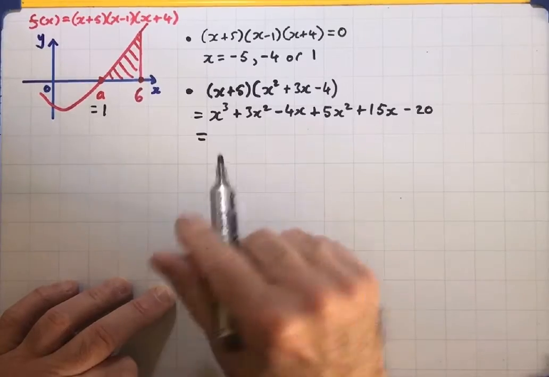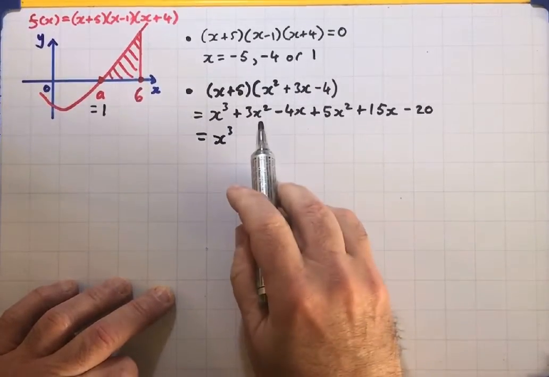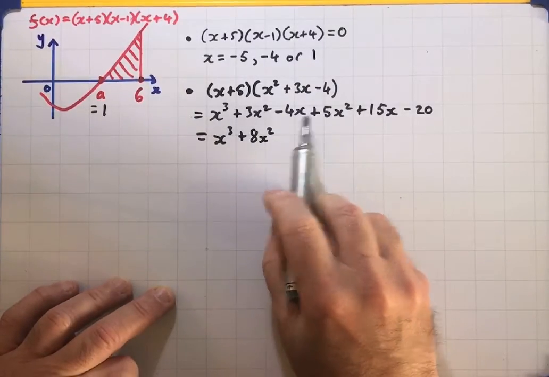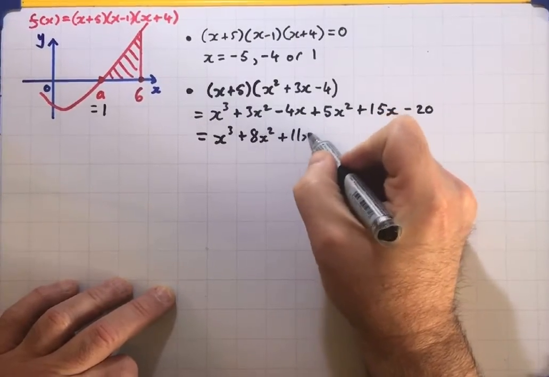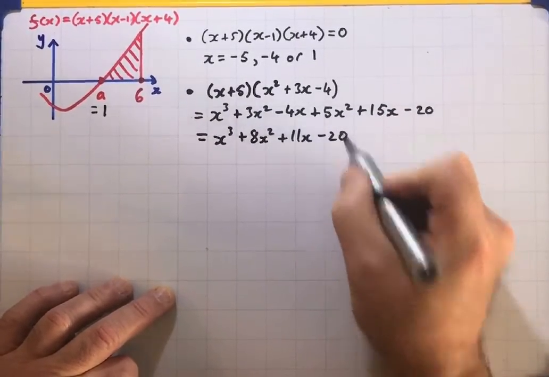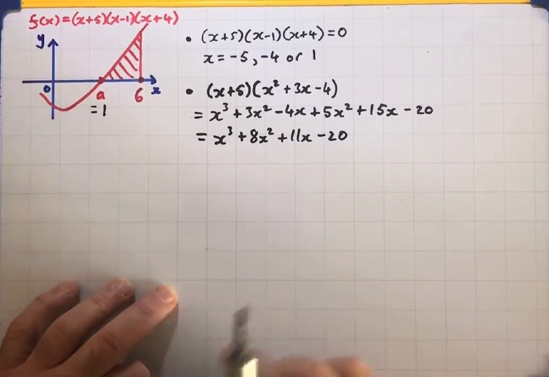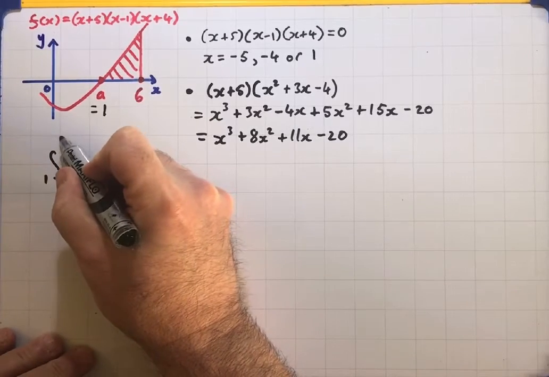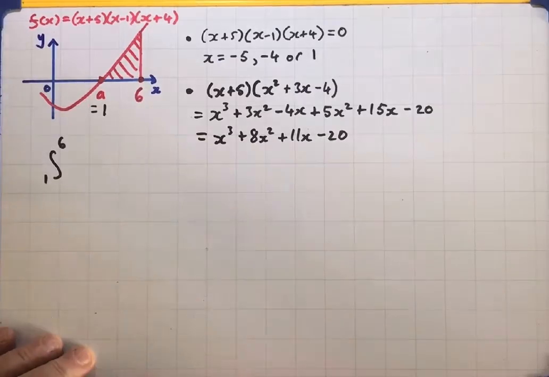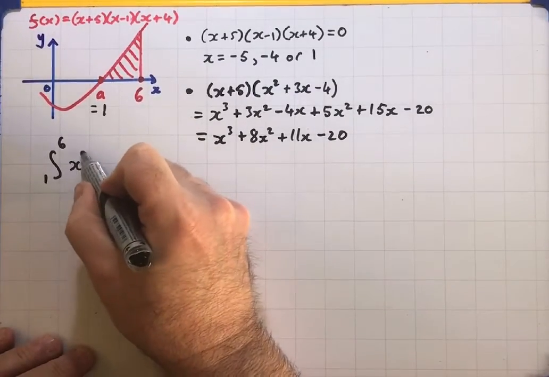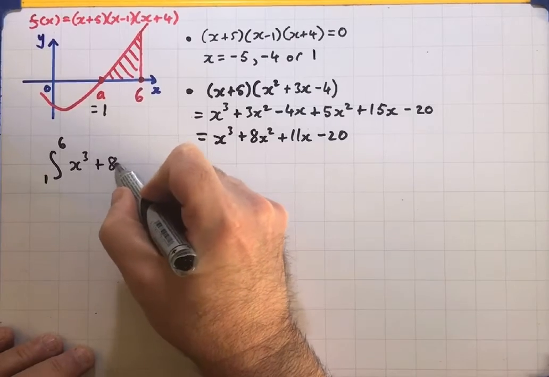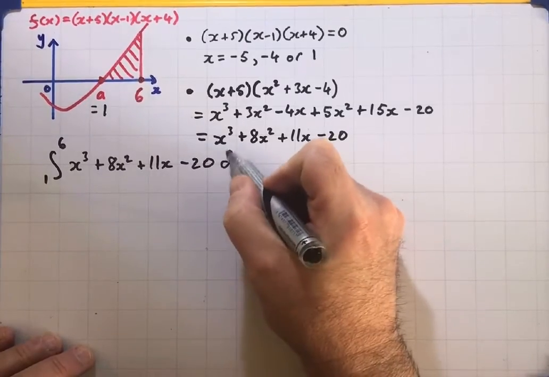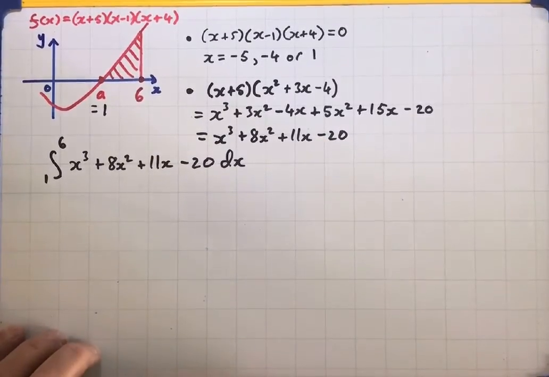Combine the terms, so you've got 1x cubed term, that's there. 3x squared and 5x squared is 8x squared. Minus 4x plus 15x is plus 11x. And minus 20. That's our function multiplied out. So that's what we're going to integrate. So let's start off by writing that down. We're integrating from 1 to 6, that's from the lower bound to the upper bound, of x cubed plus 8x squared plus 11x minus 20, which is what we just worked out by multiplying it all out.